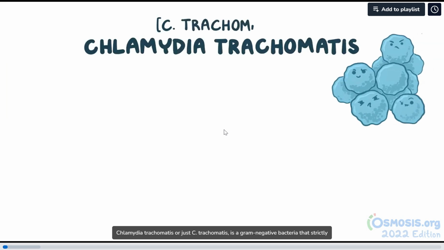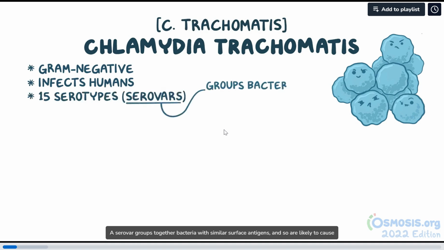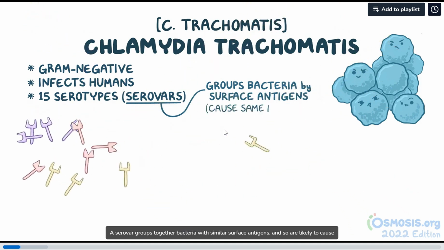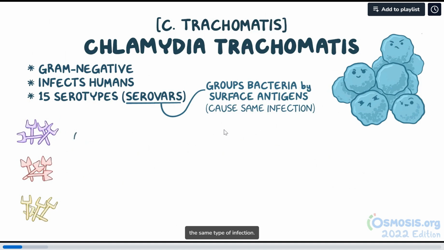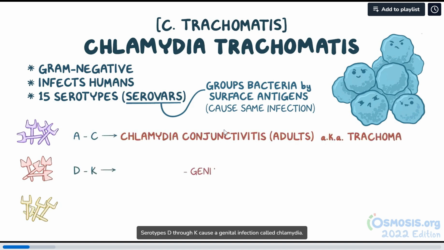Chlamydia trachomatis, or just C. trachomatis, is a gram-negative bacteria that strictly infects humans, and it's divided into 15 serotypes, also known as serovars. A serovar groups together bacteria with similar surface antigens, and so are likely to cause the same type of infection. Serotypes A through C cause chlamydia conjunctivitis in adults, which is also called trachoma. Serotypes D through K cause a genital infection called chlamydia.